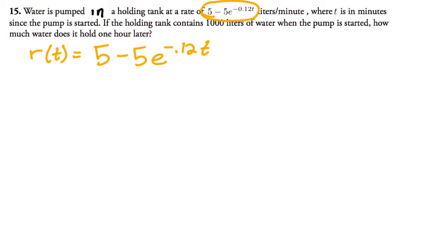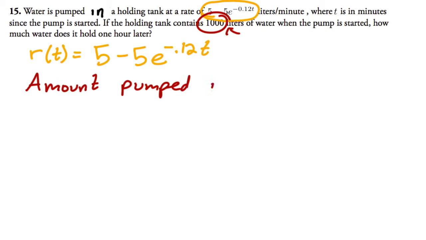You could find the antiderivative and use this as your initial condition, but it's just more work. The better way to do it is to find the amount that was pumped in. Because if you find the amount that was pumped in and you know that it had 1,000 liters when you started, then you can just add that to it.